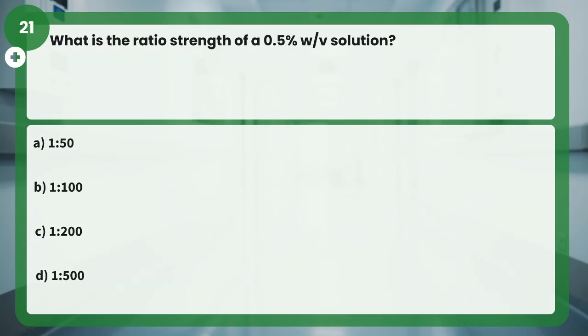Question 21. What is the ratio strength of a 0.5% w/v solution? A. 1:50. B. 1:100. C. 1:200. D. 1:500.